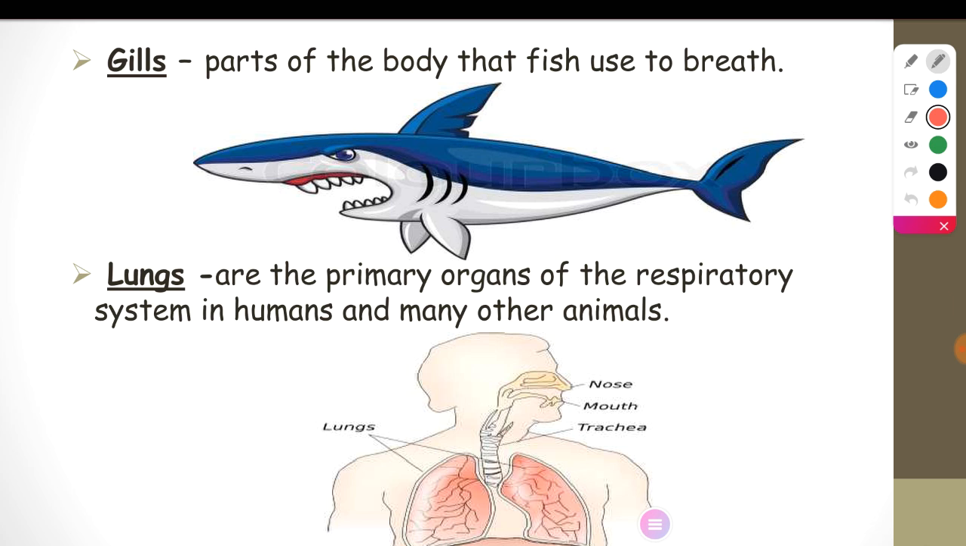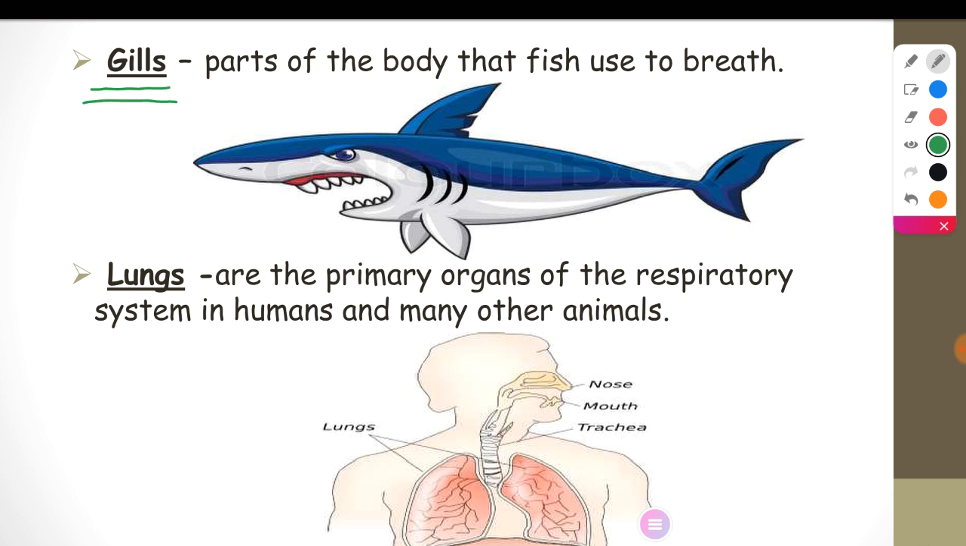Shark. It is a shark. Okay, we have here the shark. Let's see the word here. One of the parts of the body of a fish. What do you call it? Gills.